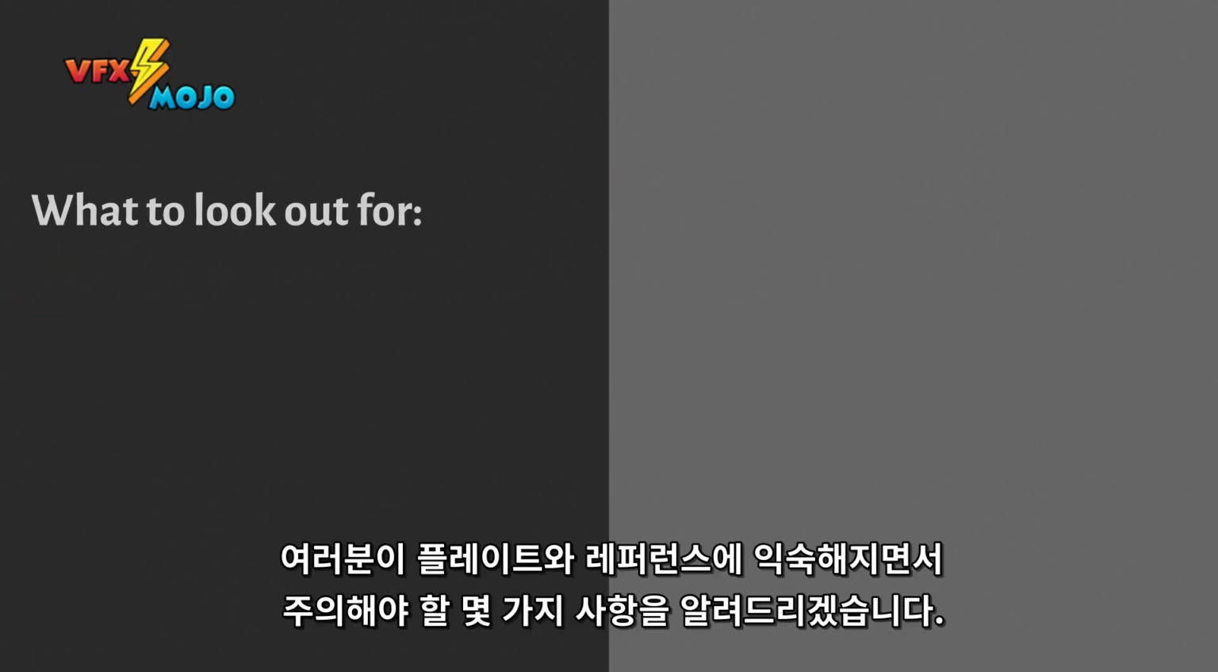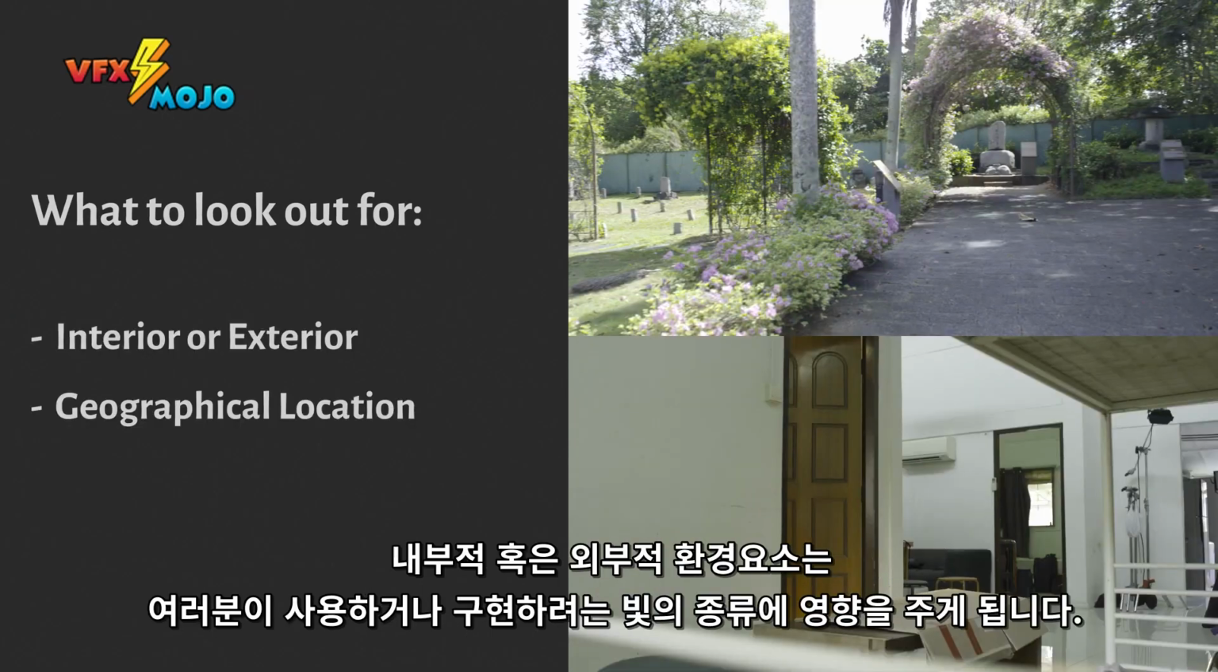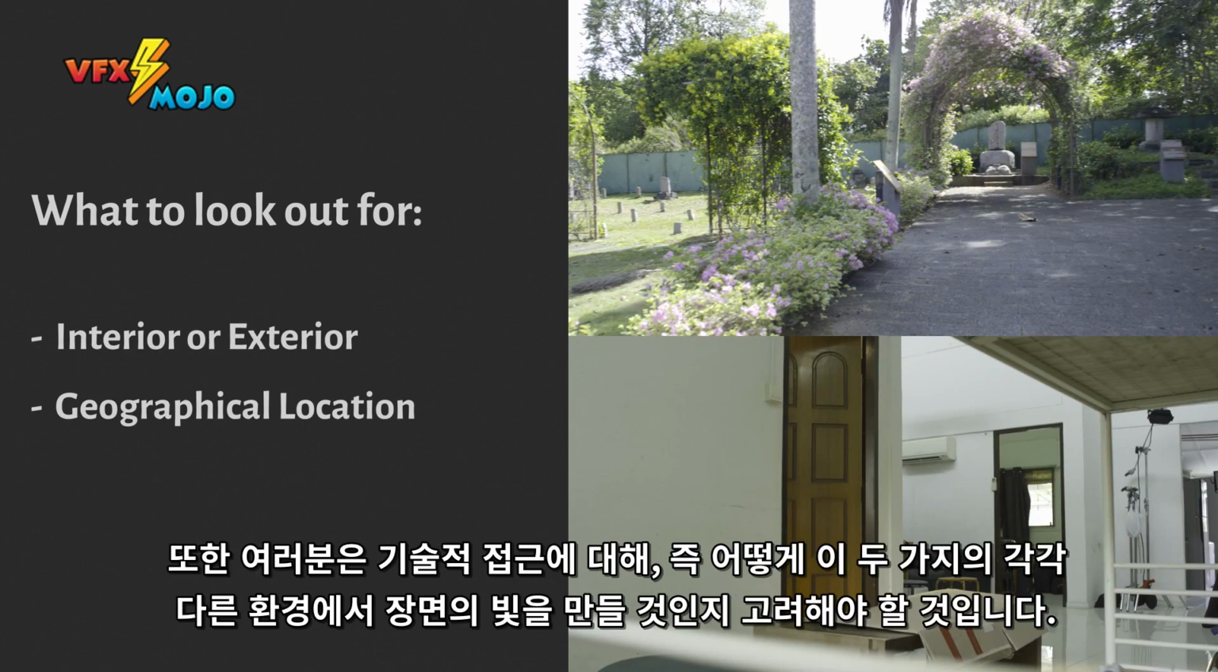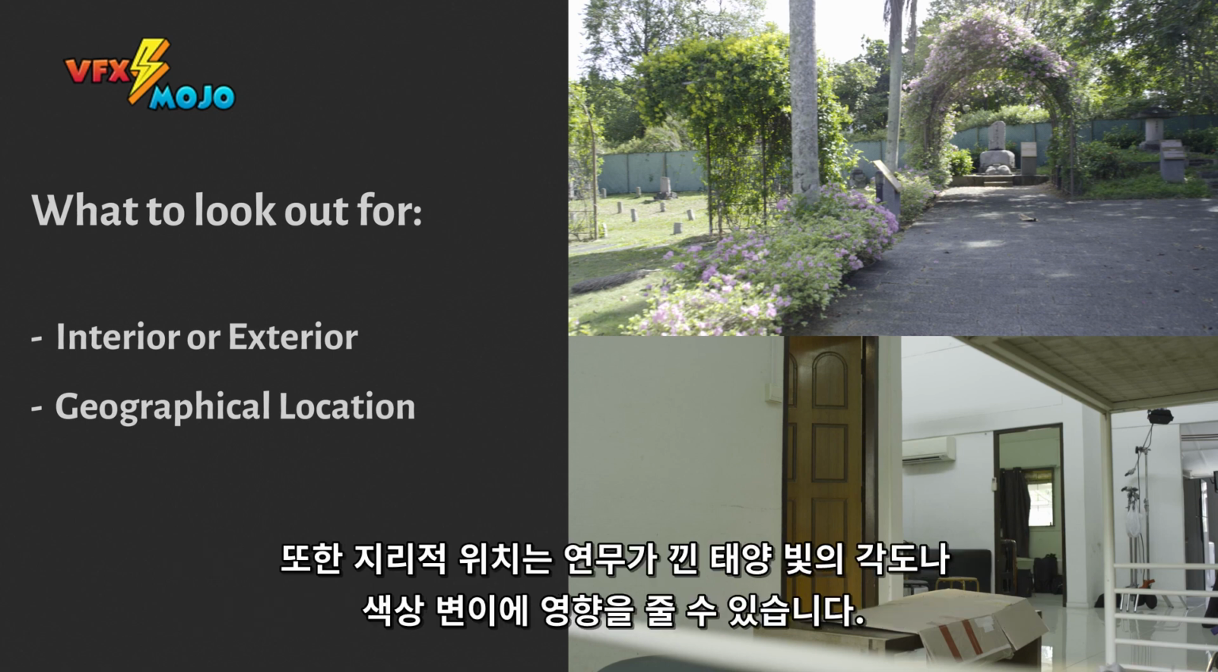Here are a few points on what to look out for when getting familiar with our plates and references. Interior or exterior environments will affect the type of lights you use or try to emulate. You will also need to take consideration of the technical approach on how you light your scene between these two environments. The geographical location can influence light angle of the sun, haze levels, and/or color shifts.